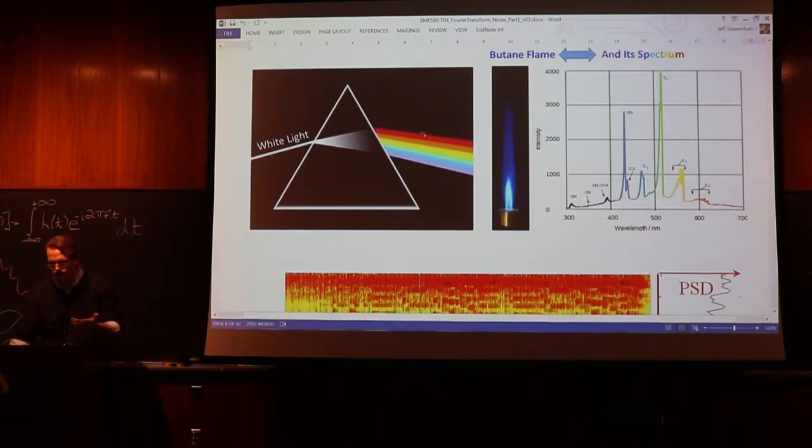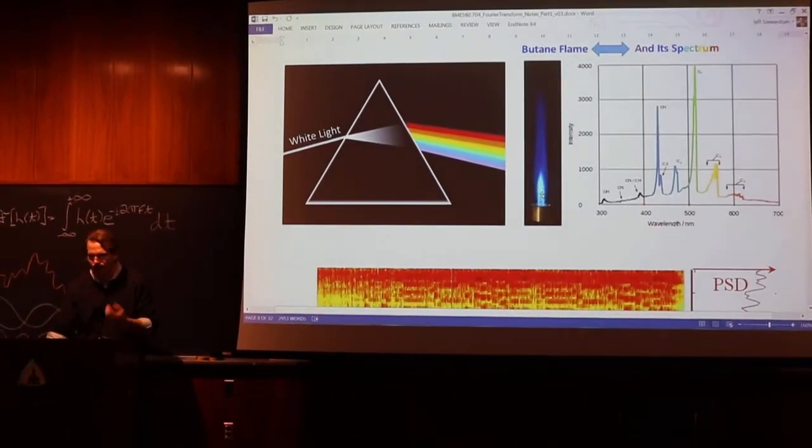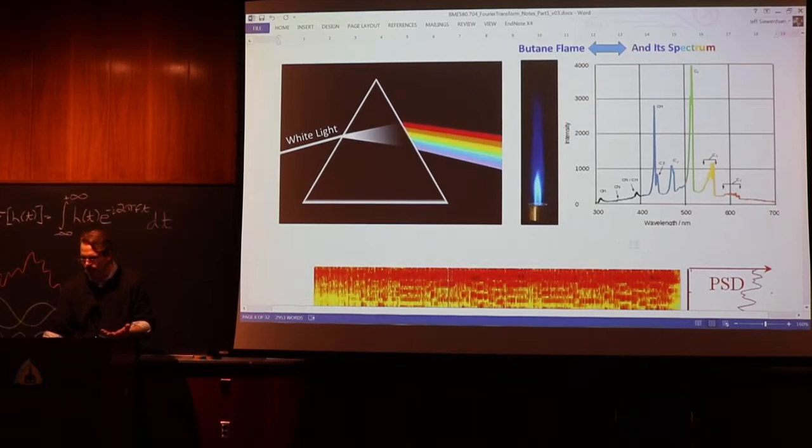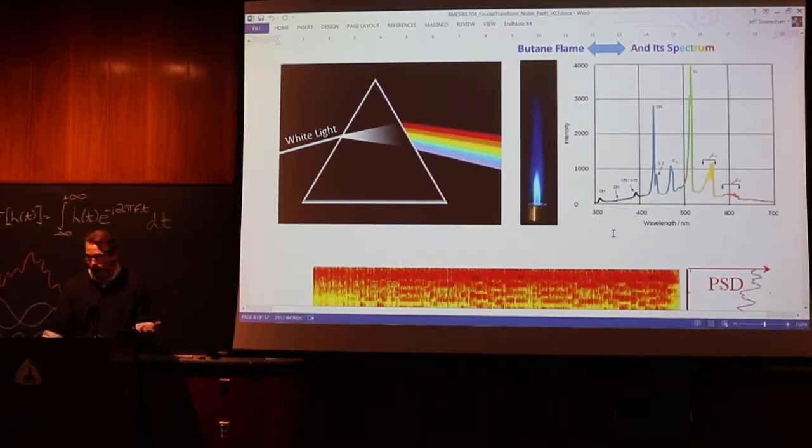White light is the sum of many frequencies, right? Starlight or flames, right, have frequency distributions. So this is wavelength, but this could just as easily be frequency, right? And here's this distribution of things that add up to that beautiful blue flame.